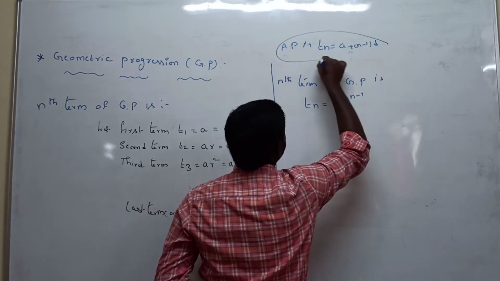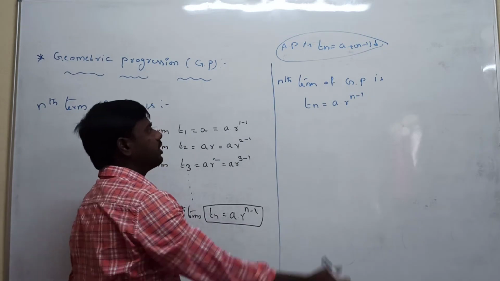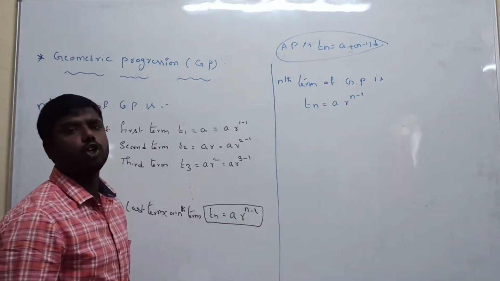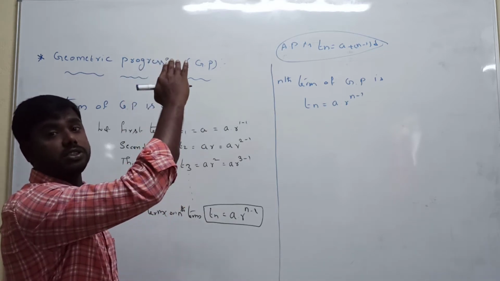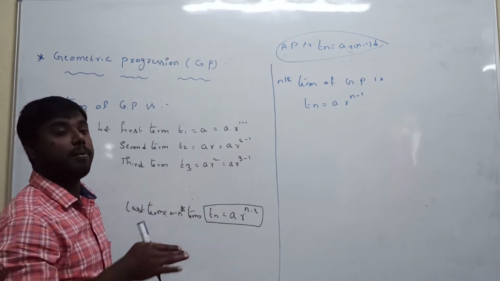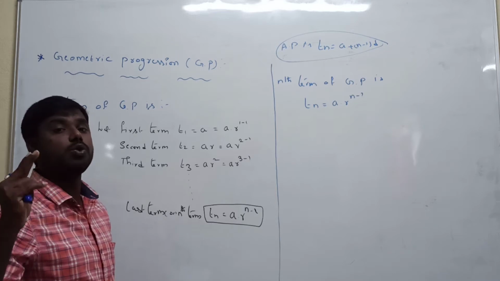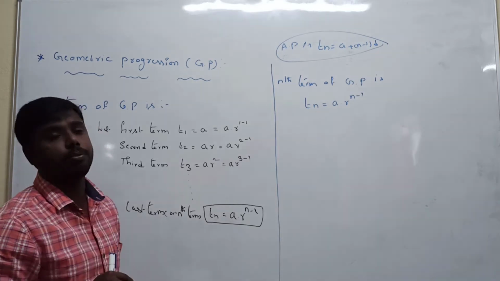This is the arithmetic progression nth term formula. This is the nth term of the geometric progression formula. Arithmetic progression is when the difference between any two terms is the same. That is called arithmetic progression. Geometric progression means the ratio of any two terms is the same. It is called geometric progression.